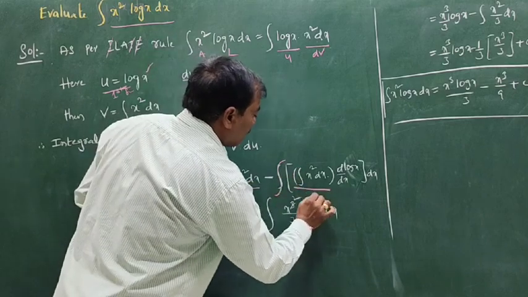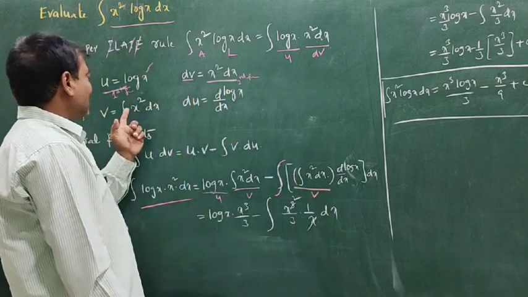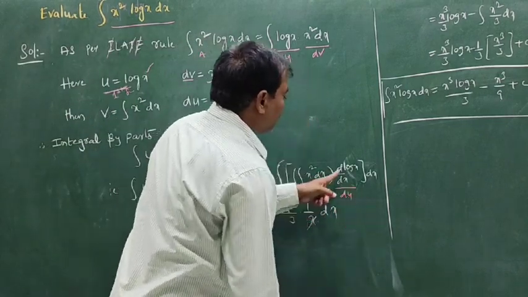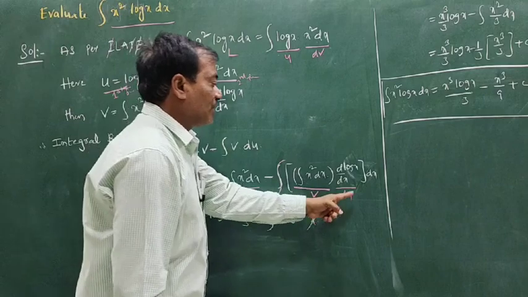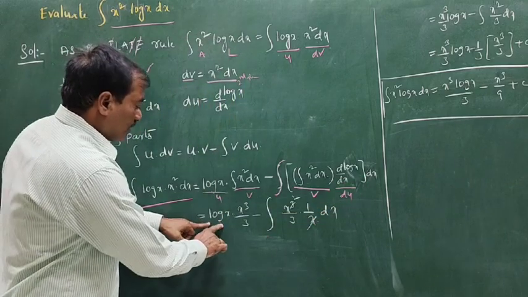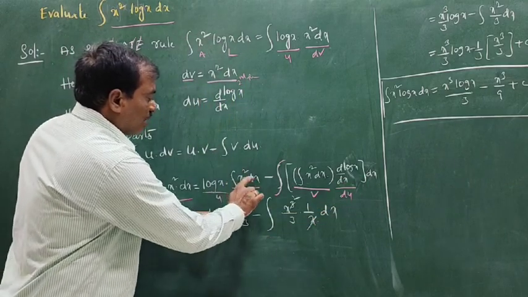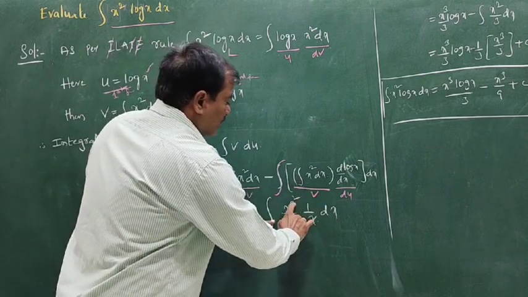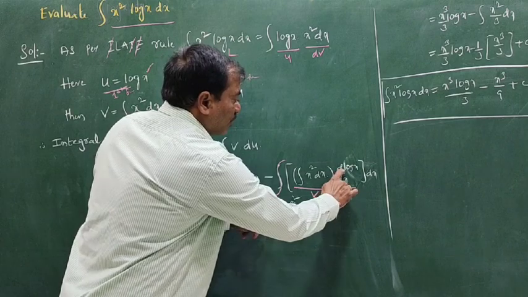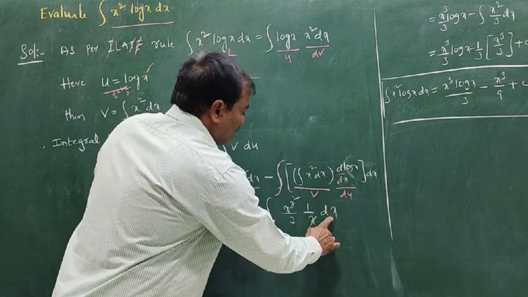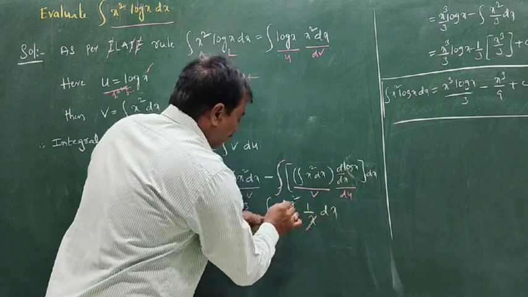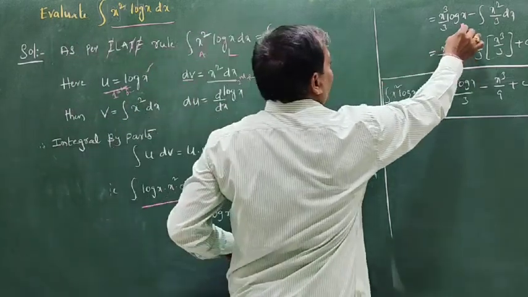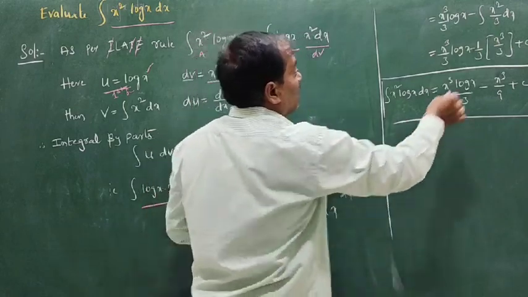First we have to write v. v means integral x square dx, into du. What is du? Differentiation of the first function into dx. Now log x is as it is. Integral x square dx means x to the power of 3 by 3, minus integral, now again x power 3 by 3 into differentiation of log x equal to 1 by x dx. Here one x cancels, and we have x cube by 3 log x minus integral x square by 3 dx.